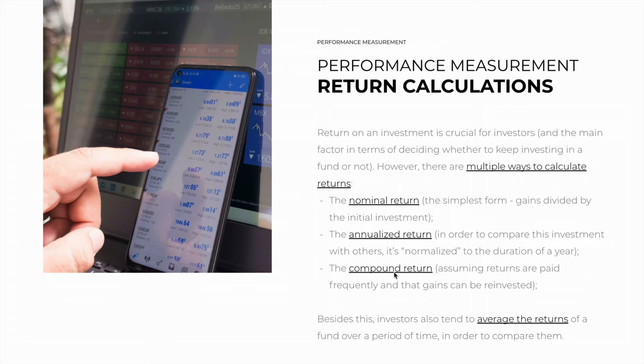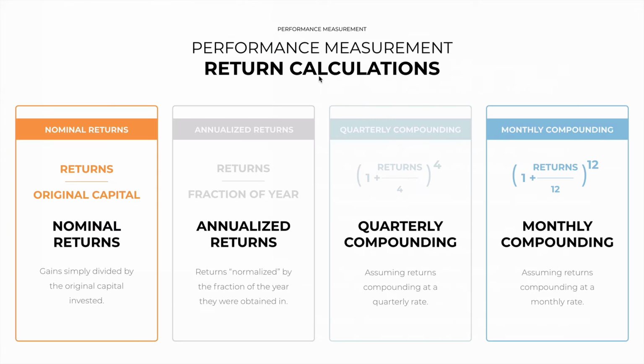And finally, the compound return, which is very important. In many situations, allocators expect to obtain returns throughout the year, and they can take those returns and reinvest them, resulting in compounding returns. So this type of formula calculates the returns, including the compounding rate. Besides these, it's also normal for investors to, throughout the years, average the returns of a fund so that they can compare them on average. And there is also more than one method for the averaging. Let's take a look at some of the formulas used.